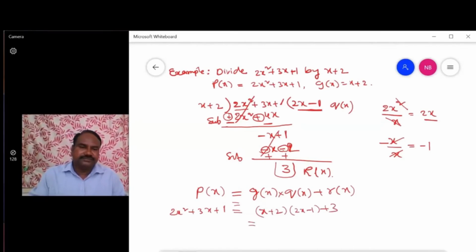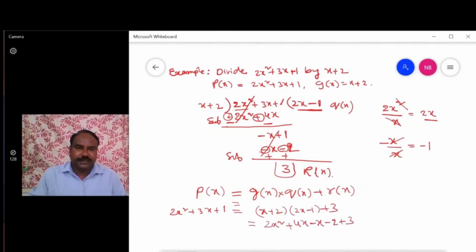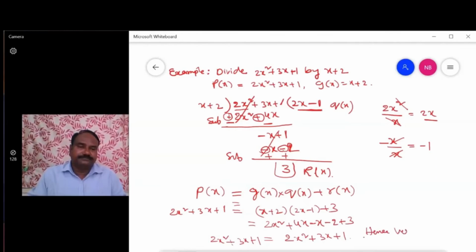Now multiply these two binomials. 2x into x is 2x square, plus 2x into 2 is 4x. Now with minus 1, minus 1 into x is minus x, minus into plus is minus 1 into 2 is minus 2, plus 3. Now that is equal to 2x square, 4x minus x is plus 3x, 3 minus 2 is 1, plus 1. So this side also we get the same p of x, 2x square plus 3x plus 1. Both are equal, so this division algorithm is verified, hence verified.